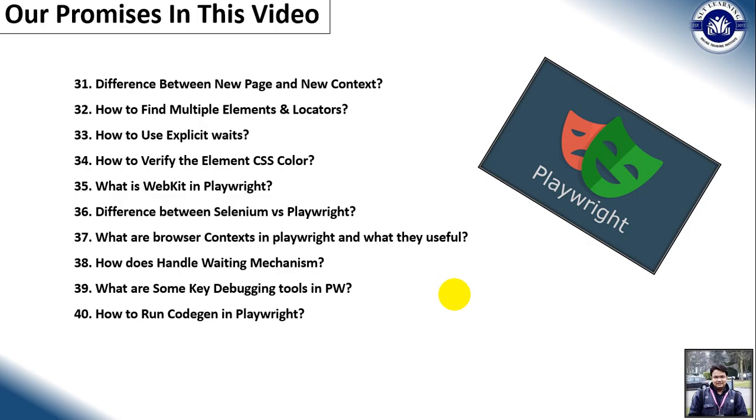Then how to handle the waiting mechanism. What are some debugging tools? This is the crucial one. What are the different debugging tools in Playwright, and how to run Codegen in Playwright. So the Codegen debugging tool, then WebKit, and then how to work with the context and page. That is the key area of this particular video.